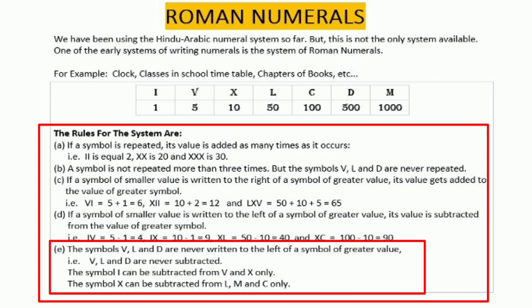Then come to the last rule. The symbols V, L, D are never written to the left of a symbol of greater value, that is, V, L, D are never subtracted. The symbol I can be subtracted from V and X only. The symbol X can be subtracted from L, M and C only.